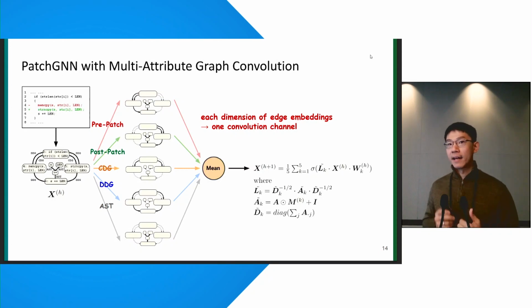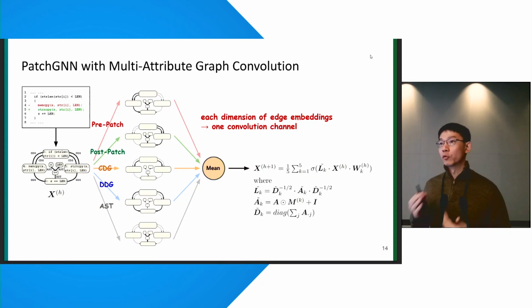So with the multi-head attention mechanism, we can perform graph convolution over 5 different subgraphs with different convolutional weights. That means our convolutions are conducted over 5 different channels, and then we aggregate all the information to the next layer.